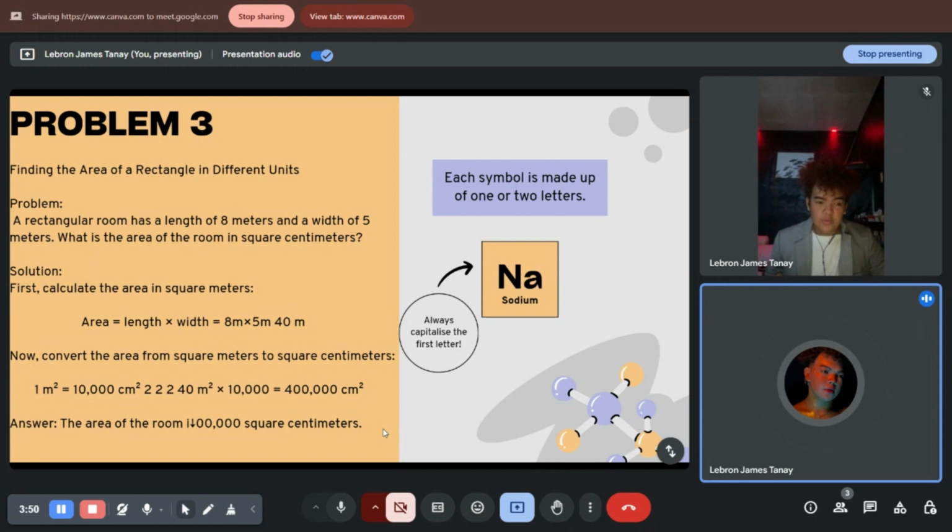Then 40 square meters times 10,000 is equal to 400,000 centimeters squared. So the answer is the area of the room is 400,000 square centimeters. Okay, that was just a typo. But the answer is, the area of the room is 400,000 square centimeters.